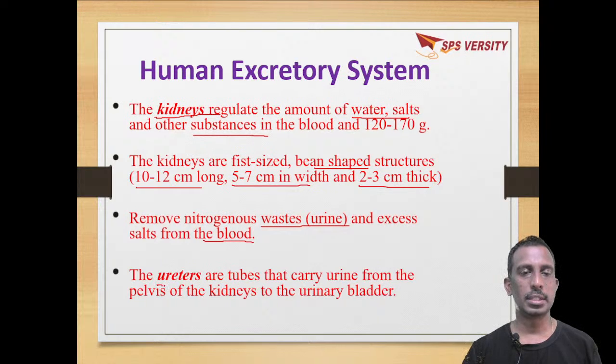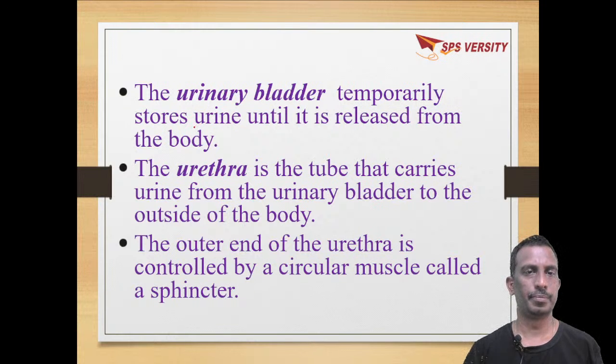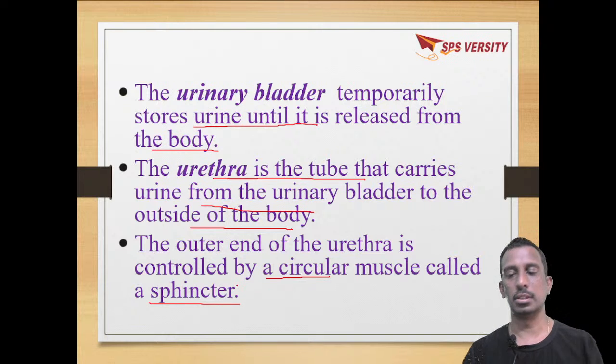From each kidney, a tube-like structure arises, that is the ureter. From the pelvis of the kidneys, the ureters arise and join the urinary bladder. The urinary bladder temporarily stores urine up to its maximum capacity, and it is released from the body through the urethra. The urethra is a tube that carries urine from the urinary bladder to the outside of the body. The end of the urethra is controlled by a circular muscle called the sphincter.